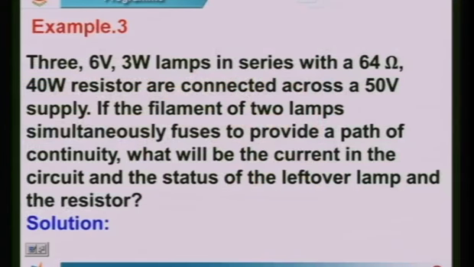Though these are simple problems, it gives an idea how the resistors are rated in different ways. Consider the third problem. Three 6-volt, 3-watt lamps in series with a 64 ohm, 40-watt resistor are connected across a 50-volt supply. If the filaments of two lamps simultaneously fuse to provide a path of continuity, what will be the current in the circuit and the status of the leftover lamp and the resistor?